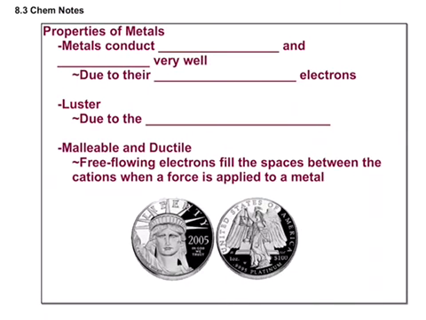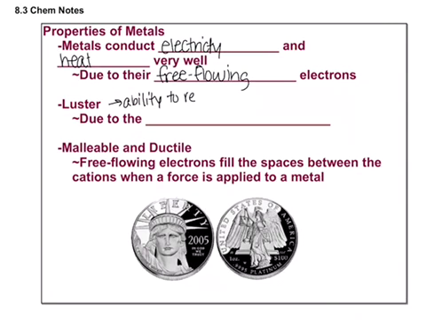So properties of metals: because they have those free-flowing electrons, they can conduct electricity and heat. And they do that very well. They have something that we call luster, and this is the ability to reflect light. So like gold and silver and all those metals we use for jewelry, they get used for jewelry because they're shiny. They reflect that light.